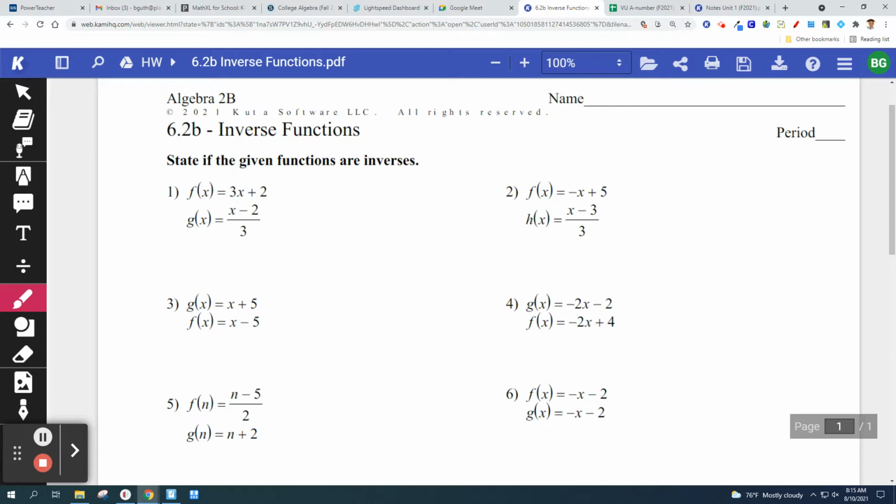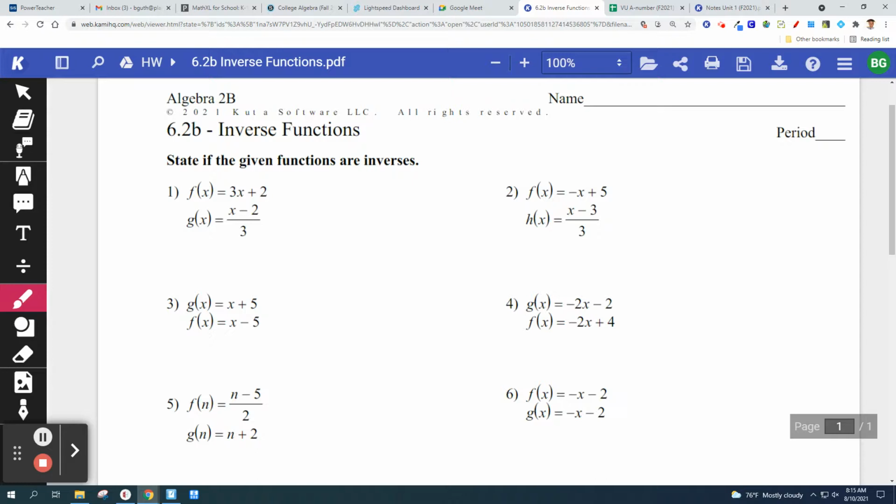6.2b, inverse functions, continued from yesterday. It says state if the given functions are inverses. Now that's a little bit different question than yesterday. Yesterday was find the inverse. Today is state if they are inverses, and we're going to handle it slightly different.